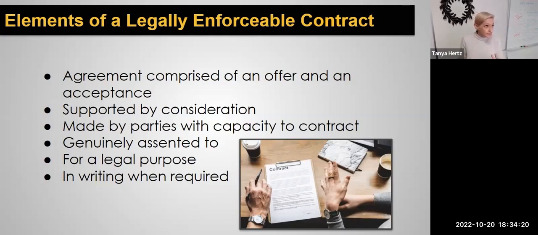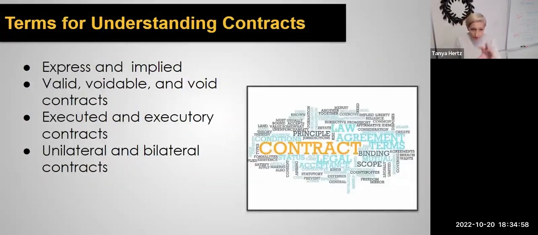It's made by people or parties with the capacity to contract. That means that they're making their decisions of their own free will, not under duress, that they're of legal age, of sound mind and body to be part of a contract. When we're creating a legally enforceable contract, we need to make sure that the purpose is legal and that the contract is in writing or express when it's required to be so. And we'll go over those terms like express and implied shortly.